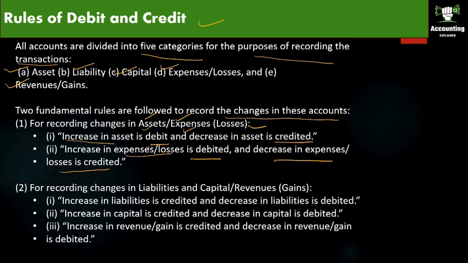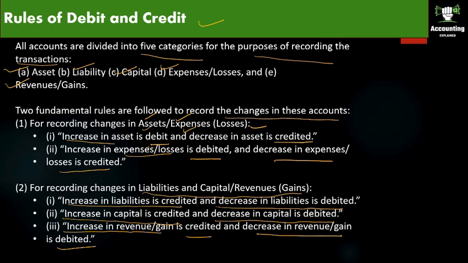Next, for recording changes in liabilities and capital or revenues or gains. Increase in liability is credited and decrease in liability is debited. Increase in capital is credited and decrease in capital is debited. Increase in revenue or gain is credited and decrease in revenue or gain is debited. So here all increase in liabilities, increase in capital and increase in revenue are credited. Similarly, decrease in liability, decrease in capital and decrease in revenue are debited. Rules of debit and credit.